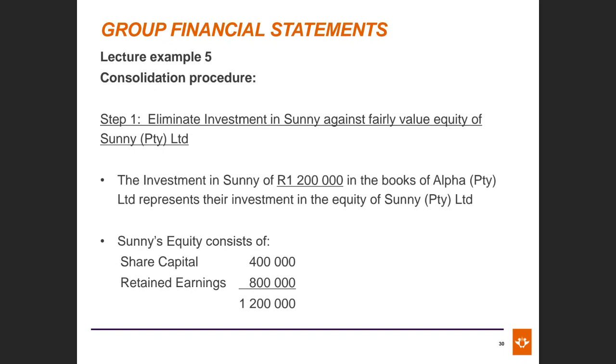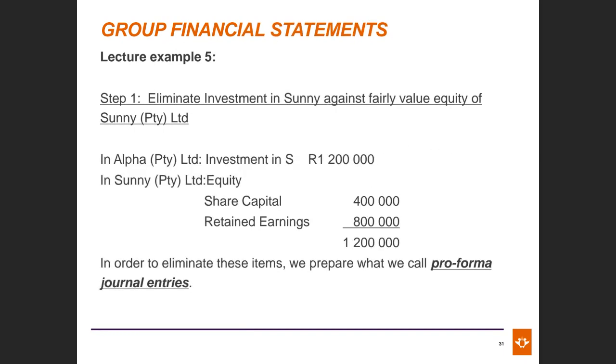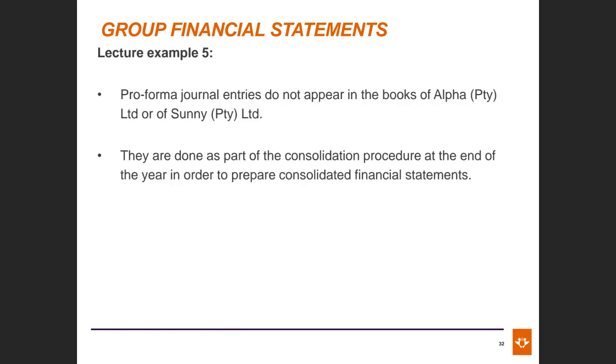So let's have a look at the journal entries. In Alpha, there's an investment in S of 1.2 million. And then in Sunny, there's equity: share capital of 400,000 and retained earnings of 800,000. So in order to eliminate these items, we prepare what we call pro forma journal entries. Let's have a look at the pro forma journal entries.